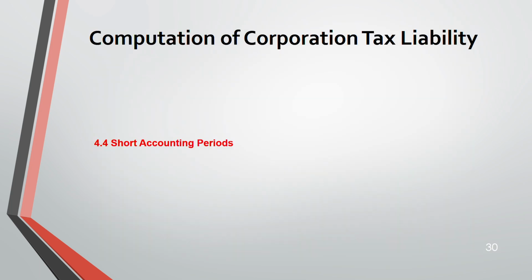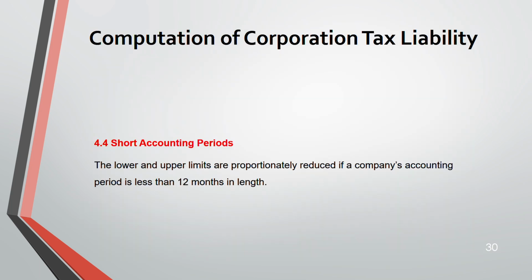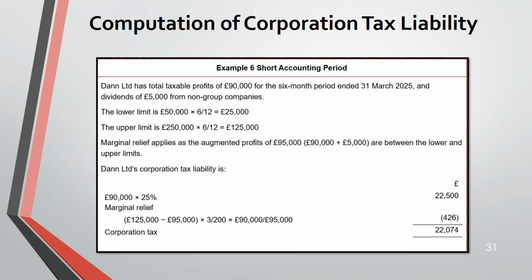Now, short accounting periods. If you are having a short accounting period, your lower and your upper limit will also be reduced proportionately. Short means less than 12 months, accounting period less than 12 months. Now, example 6. Before you calculate corporation tax, always reduce the upper and the lower limit for a short accounting period. So you are having a TTP of 90 for 6 months and dividends of 5,000 from non-group.